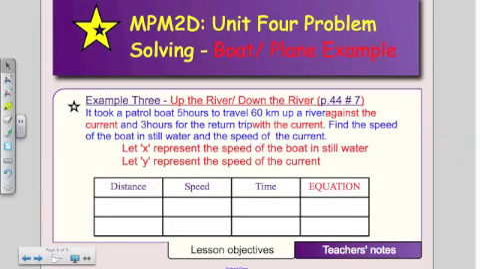Move on to another question. Up the river, down the river. This question is actually from your unit guide, but it's something that everyone struggles with. Page 44, number 7 in your unit guide.